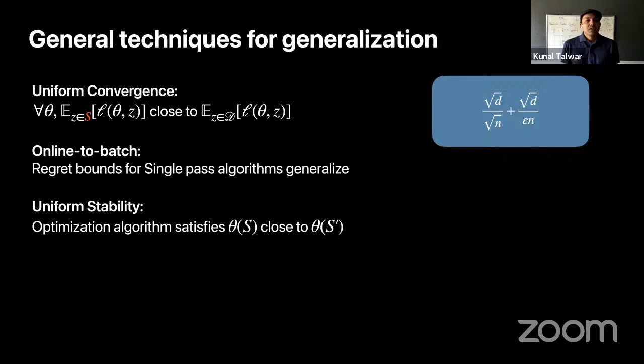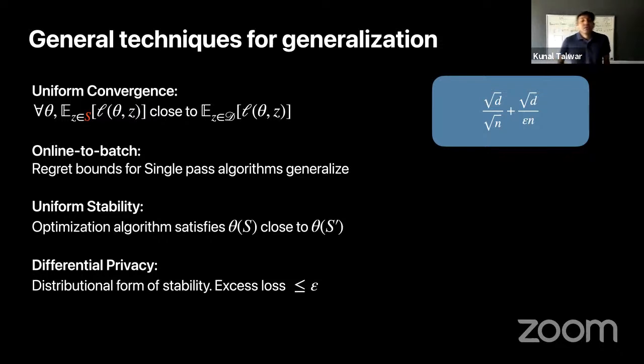Another approach is what's known as uniform stability, which talks about the property of the algorithm itself. It says that if your optimization algorithm satisfies the property that for two neighboring data sets S and S prime that differ in one example, theta S is close to theta S prime, then roughly, in a geometric way, theta does not depend too much on any one single example. Then you can prove some kind of generalization bound for the algorithm. Unfortunately, these also do not give us anything better than square root d over square root n.